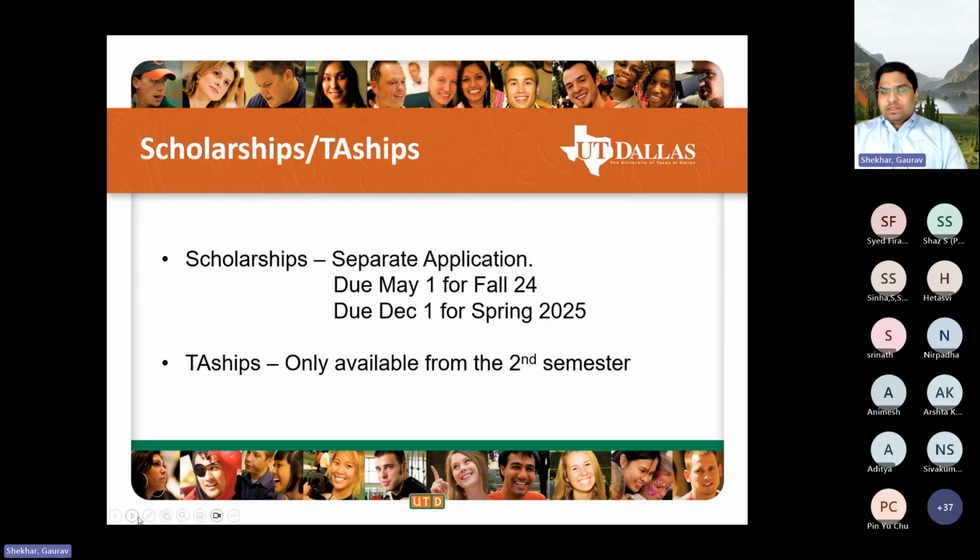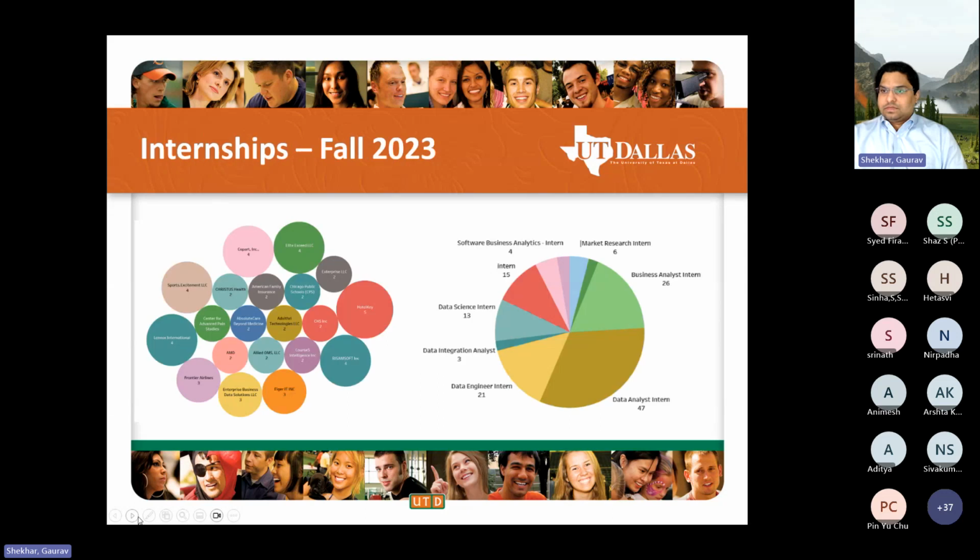TA-ships are not given out in the very first semester. One of the criteria is that you must complete one semester at UT Dallas with at least a 3.4 GPA to be considered to be a TA.